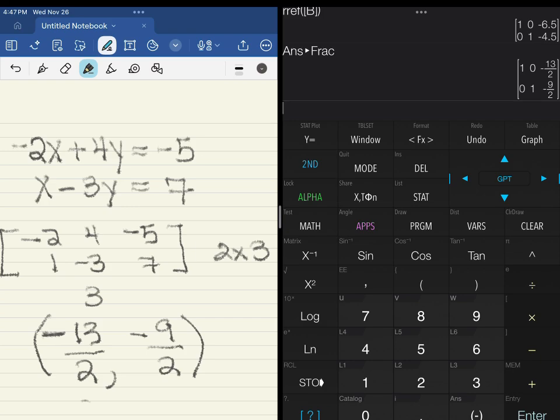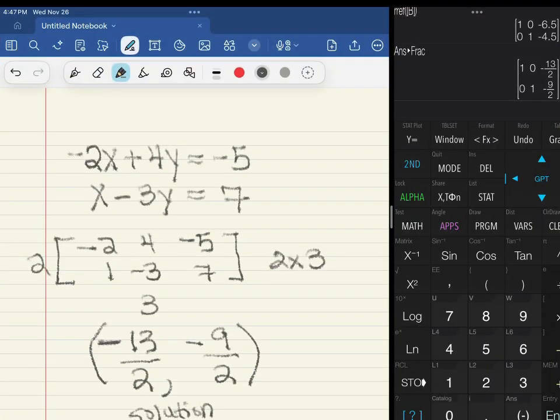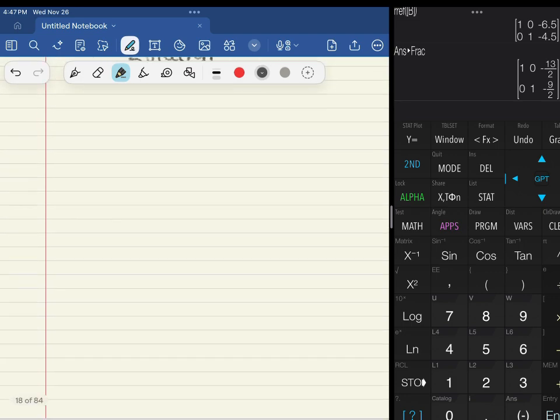I want to try one more example of a special case, because every math section has special cases. You can't avoid them. Let me get a new page, and we're going to do one special case.